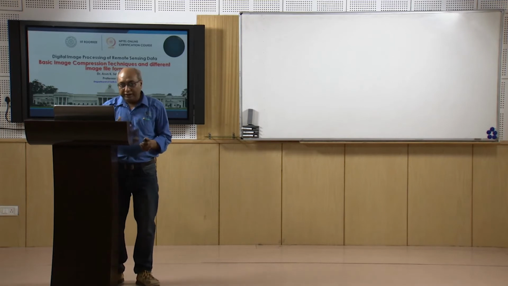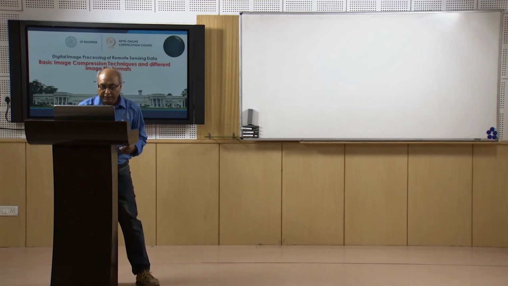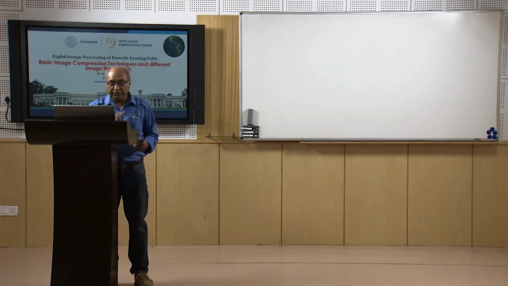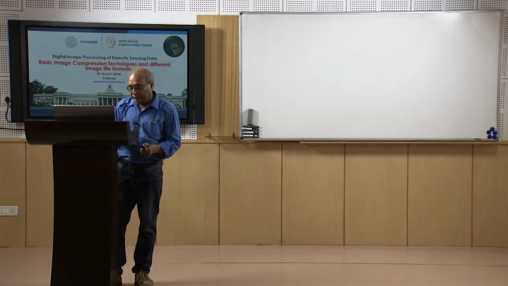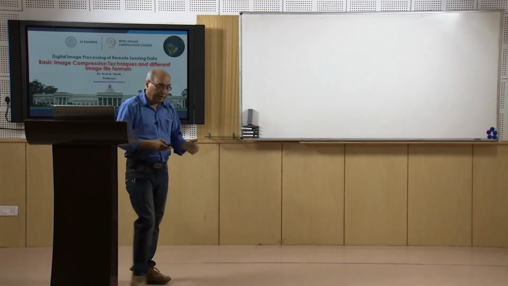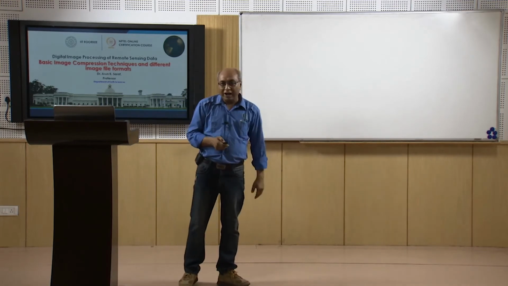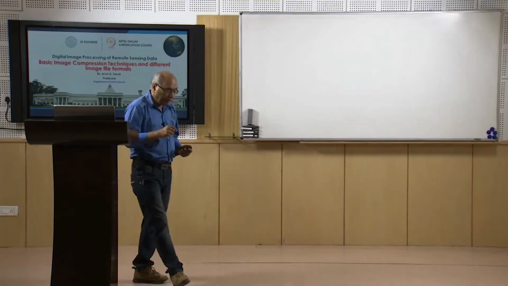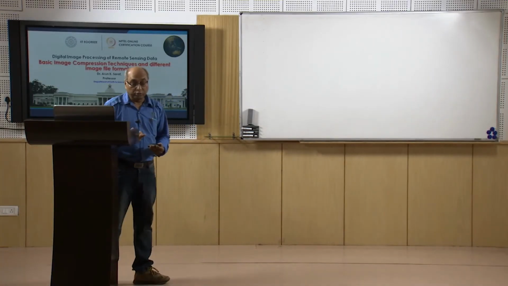Once people understand, they will adopt a particular compression technique for their requirement. So the first basic technique, which we have just discussed, is chain codes. Now there is a very popular compression technique also called RLE, run length codes. It allows the points in each mapping unit, and the mapping unit is our pixel, to be stored per row from left to right in terms of a begin cell and end cell, because the location of the cell has to be also stored.